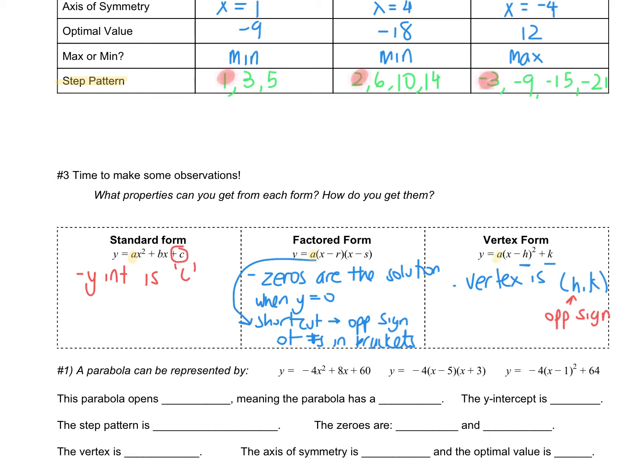So let's make a little note here. When a is greater than 0, so when it's positive, your parabola opens up. When a is less than 0, so it's negative, your parabola opens down. And that applies to all three forms. And finally, the step pattern is the last connection I want to take.